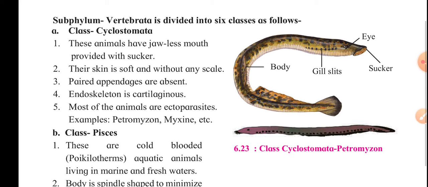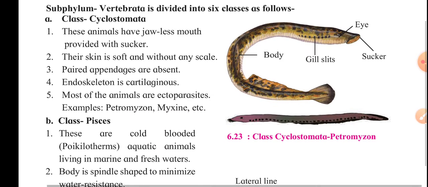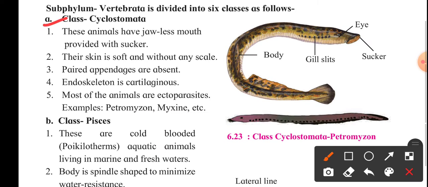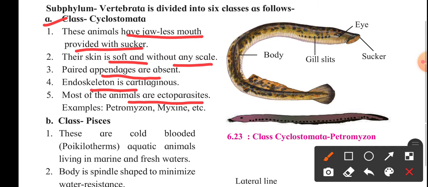The Vertebrata is divided into six classes, and they are as follows. The first one is Cyclostomata. These animals have a jawless mouth provided with a sucker. Their skin is soft and without any scale. Paired appendages are absent. The endoskeleton is cartilaginous. Most of the animals are ectoparasites. Examples are Petromyzon, Myxine, etc.